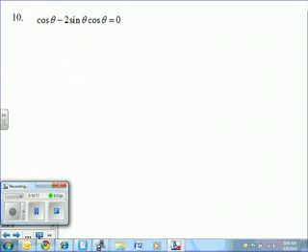Okay, on this problem, the first thing that you should have done is looked at it and realized that you could factor something out of all the terms. What can you take out of all the terms? Yeah, you can factor out a cosine theta. And when you do that, what's cosine divided by cosine? 1. And what's negative 2 sine theta cosine theta divided by cosine? Negative 2 sine theta. And now you're done. You've got it factored. So you set your factors equal to 0.